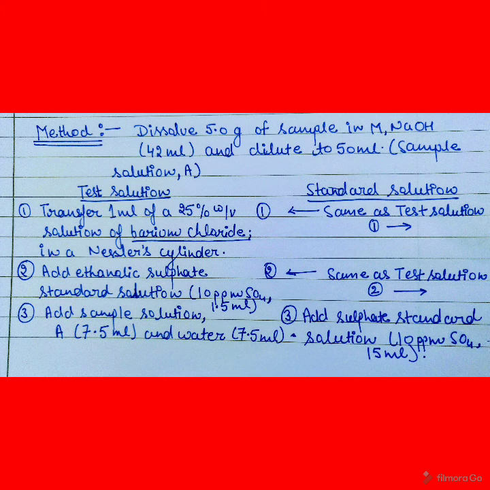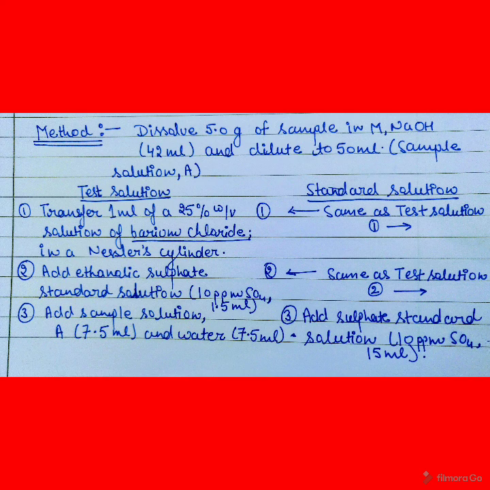After making sample solution A, take a Nessler cylinder and add 1 ml of 25% weight by volume solution of barium chloride. After adding the barium chloride to the Nessler cylinder, add 1.5 ml of 10 ppm ethanolic sulfate standard solution. After addition of the barium chloride and ethanolic sulfate standard solution into the Nessler cylinder, add 7.5 ml sample solution A and 7.5 ml of water.